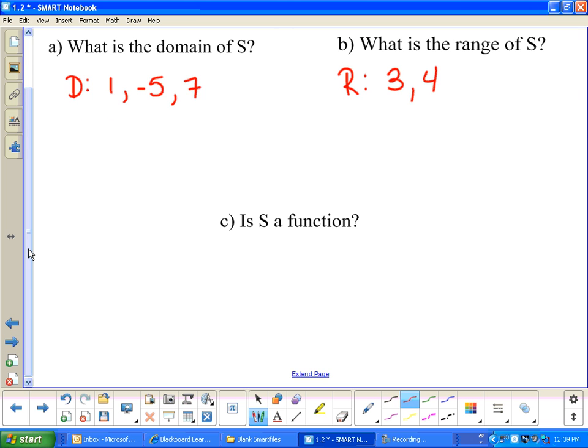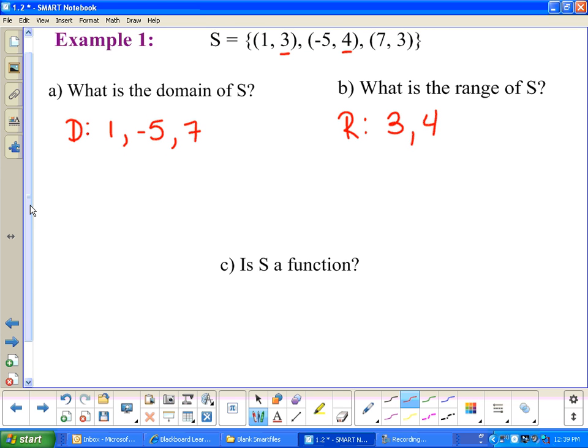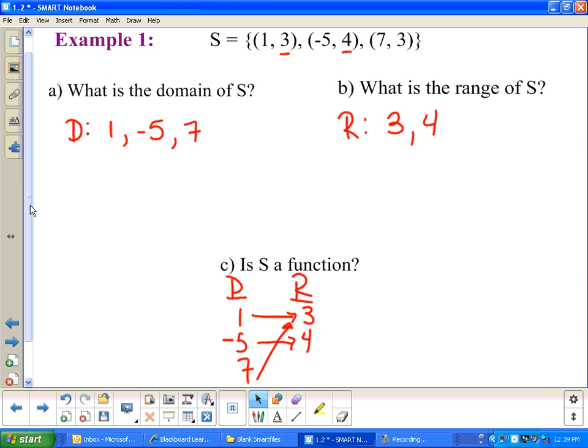Next question, is S a function? Well, what we begin to do is we want to do a little mapping. So we map our domain to our range. 1 maps to 3, -5 maps to 4, and 7 maps to 3. Since each input maps to only one output, this makes it a function.